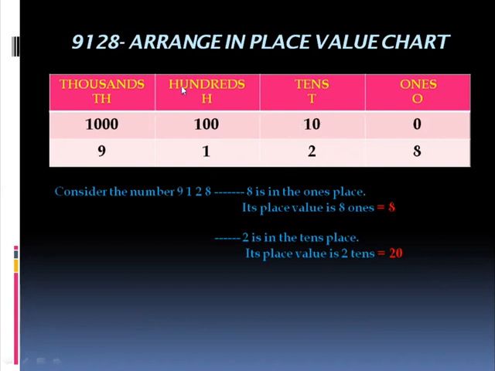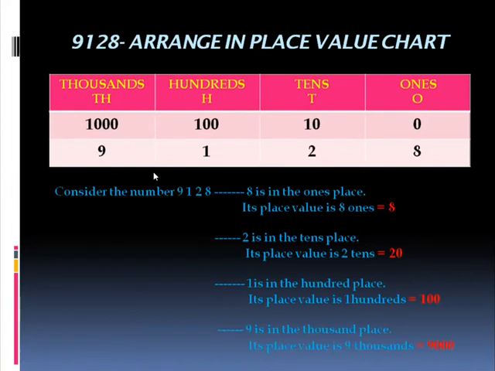Now 1 is in which place? See, 1 is in the hundreds place, so the place value of 1 is 100. In the thousands place, which number is there now? In the thousands place, 9 is there, so the place value of 9 is 9,000. Right? Okay, this is easy only.